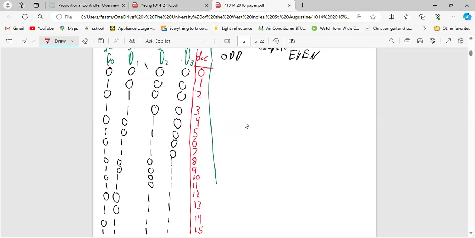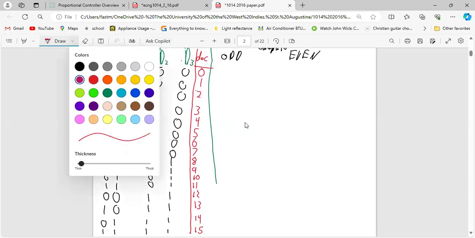All right, so now we can clearly see what's going on this side. Because hopefully, we all know what odd and even numbers are.